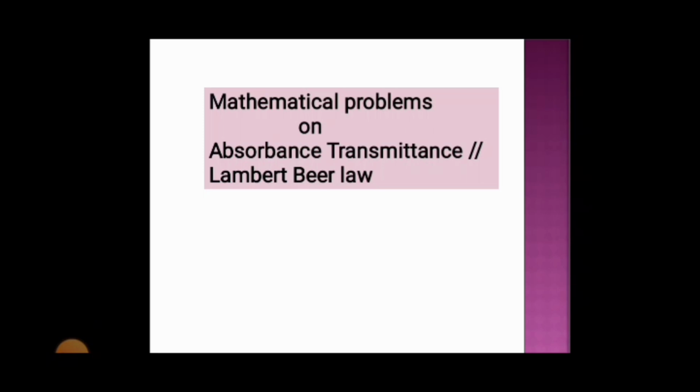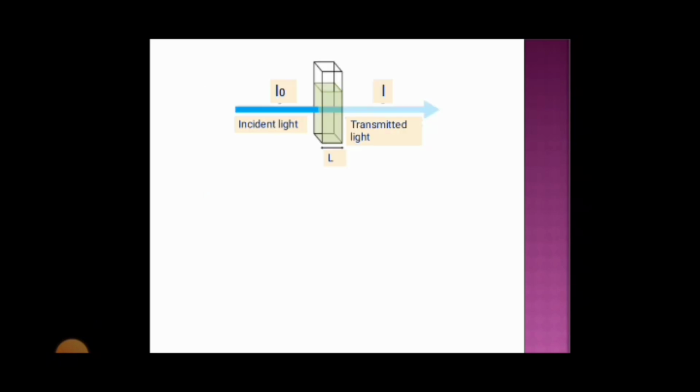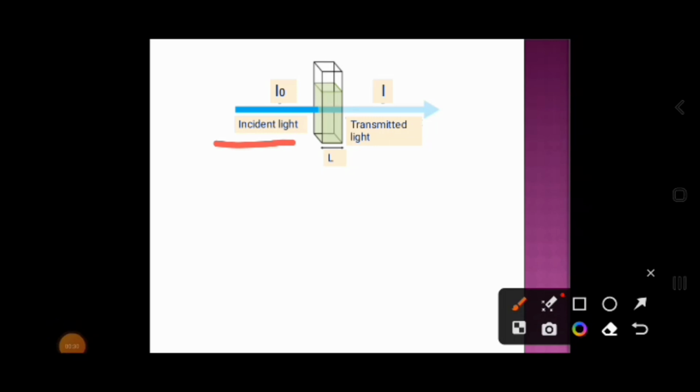In today's video, we will solve some mathematical problems on absorbance and transmittance that are related to the Lambert-Beer Law. So stay tuned. This is the cuvette where the sample solution is present, and through this sample solution a light is passed. This one is the incident light, expressed as I0, and this one is the transmitted light, expressed as I. And this is the path length, also the width of the cuvette. Now, to solve mathematical problems related to absorbance, transmittance and the Lambert-Beer Law, you have to know some formulas.